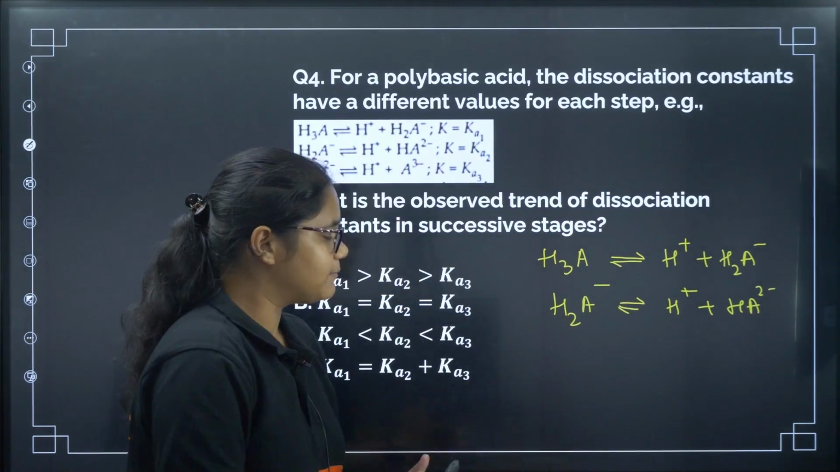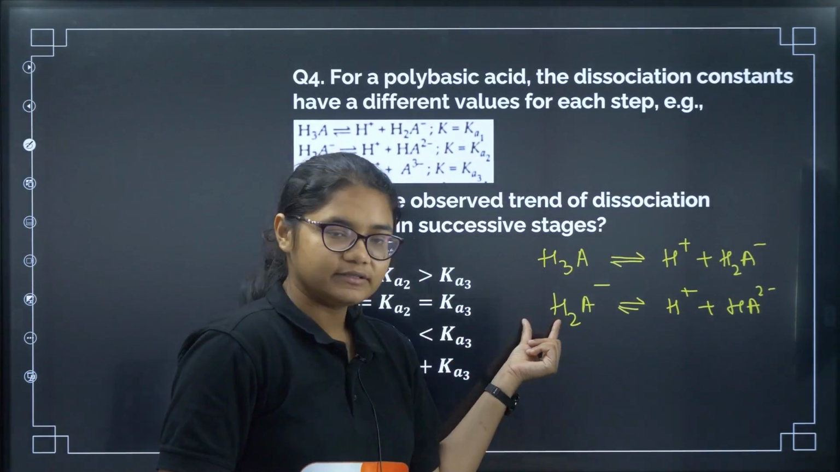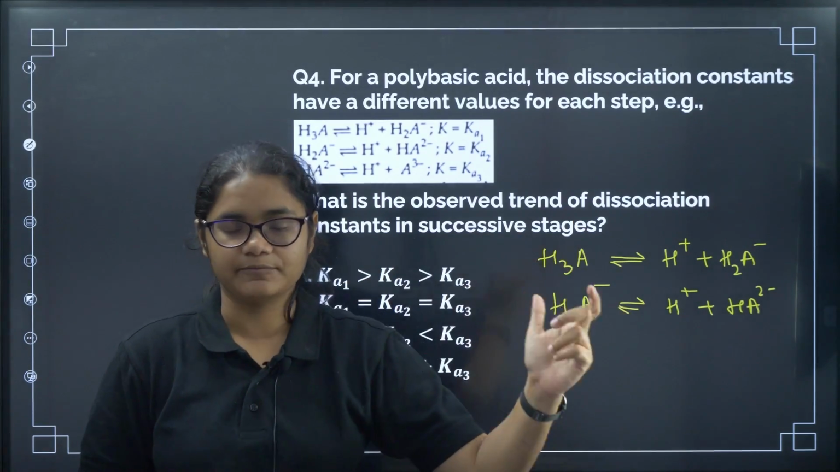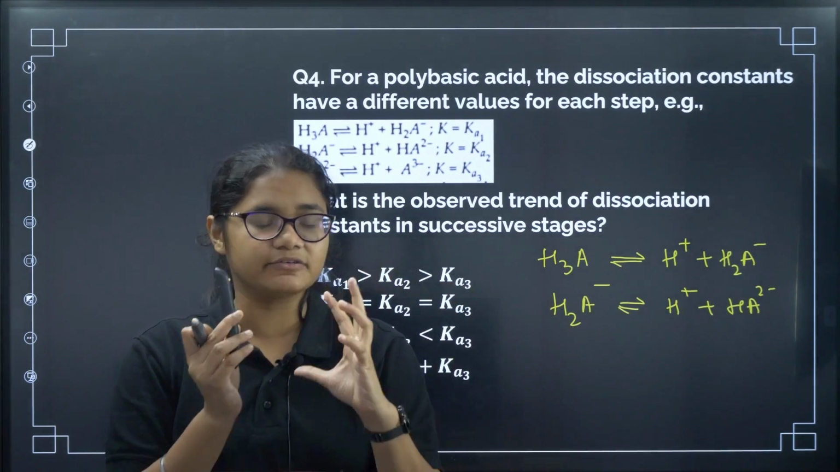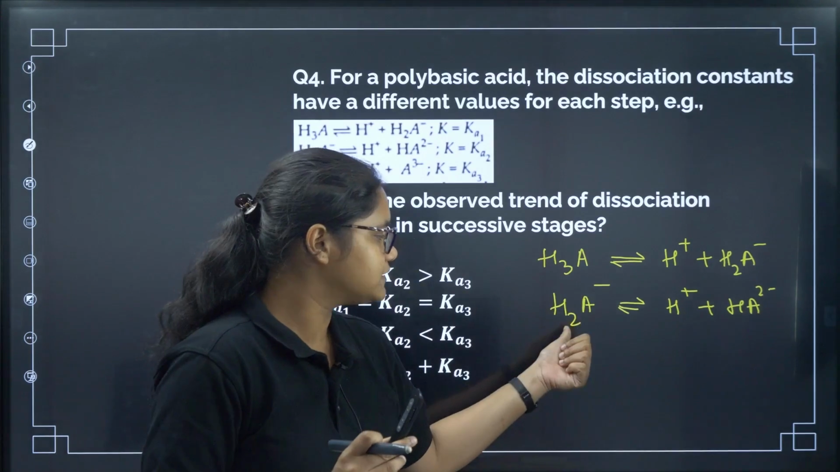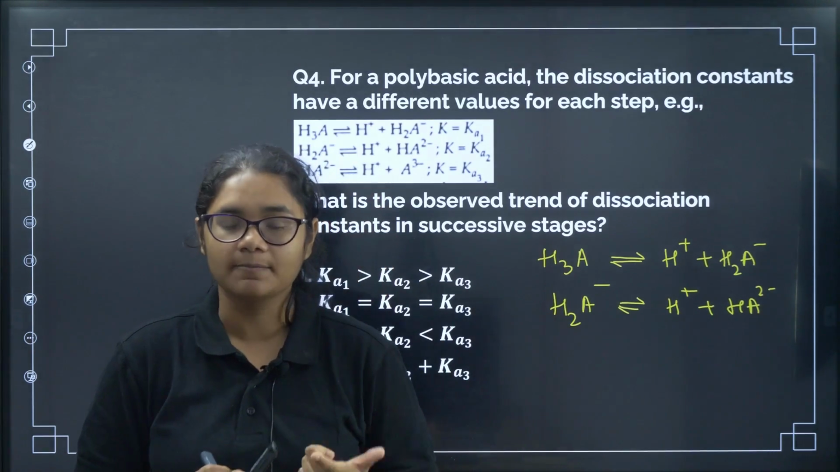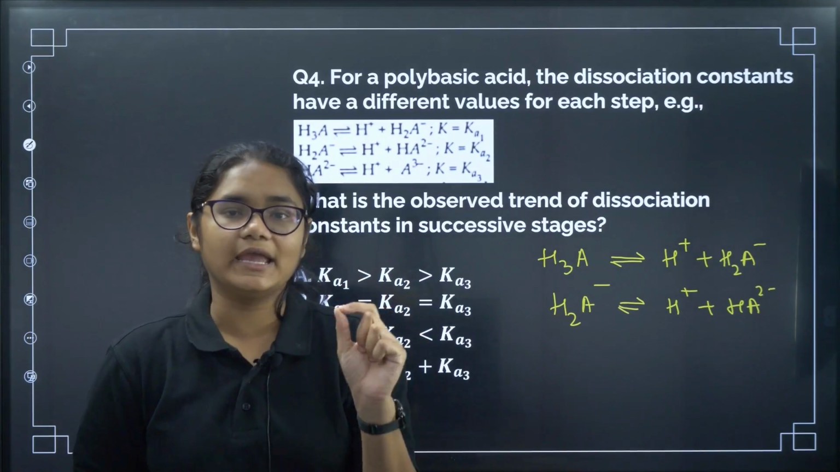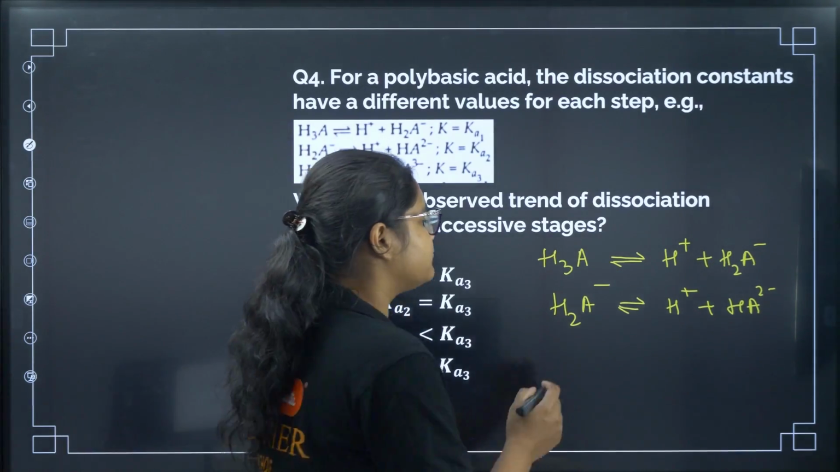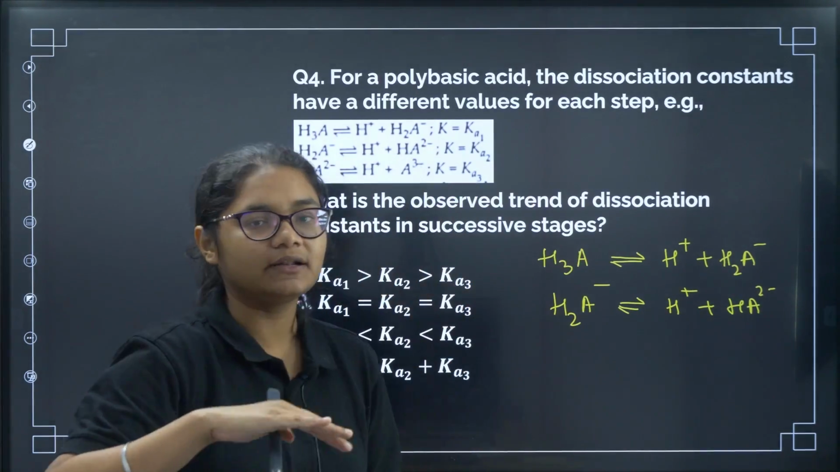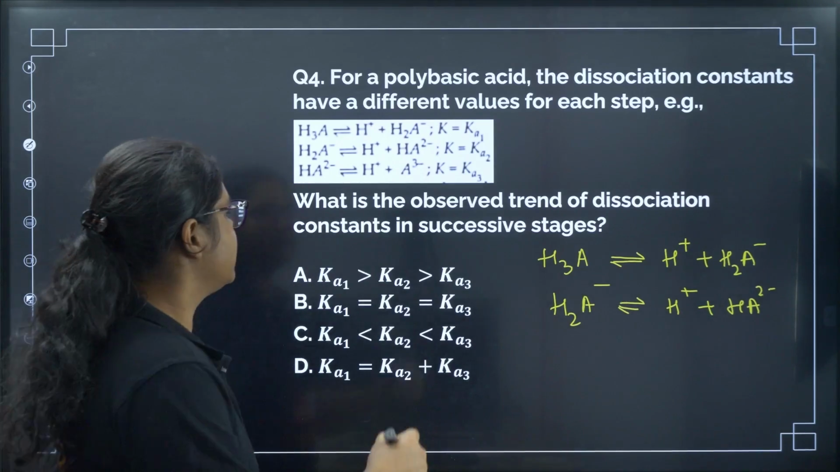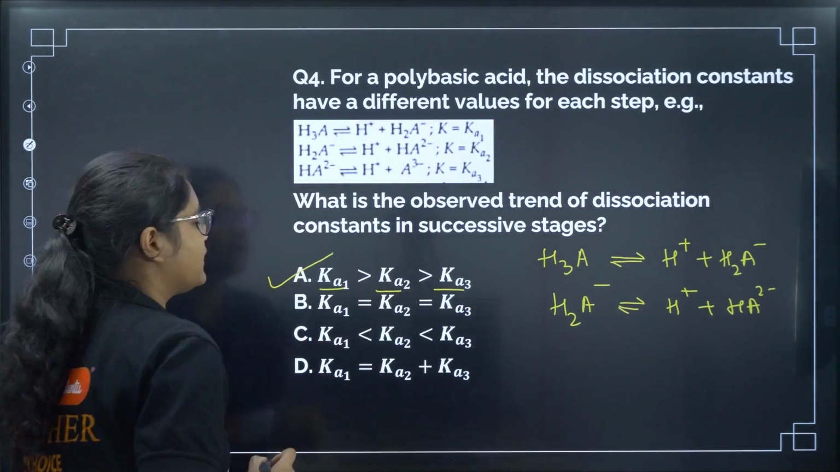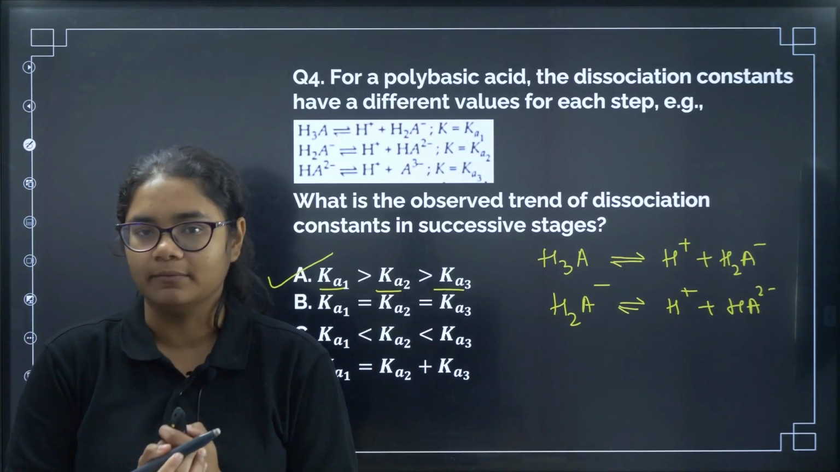Now what is happening here? You see, this compound is already negative, and now you want to remove an H plus from there. So the negative and the positive ions have a strong bond. So removing H plus from here will be very difficult. If it is difficult, it means the acidity will be low, so Ka value will be low. So that is why the first Ka value will always be higher, then the second, then the third. So in this case also Ka1 will be greater than Ka2, greater than Ka3. Correct answer for this question will be option number A.